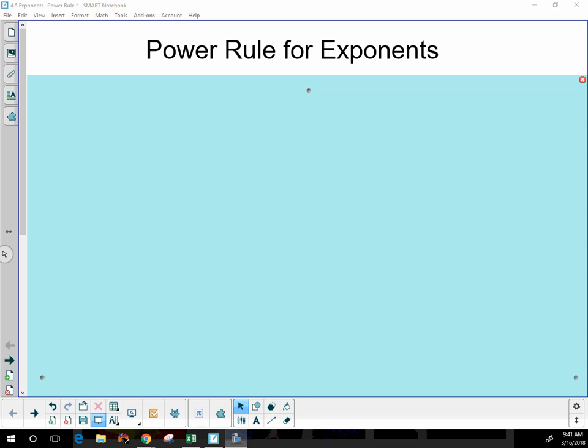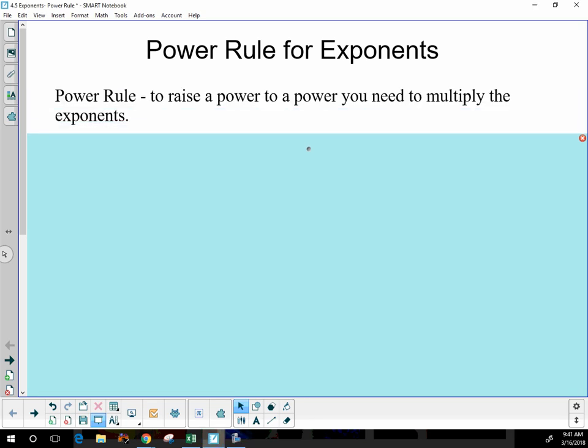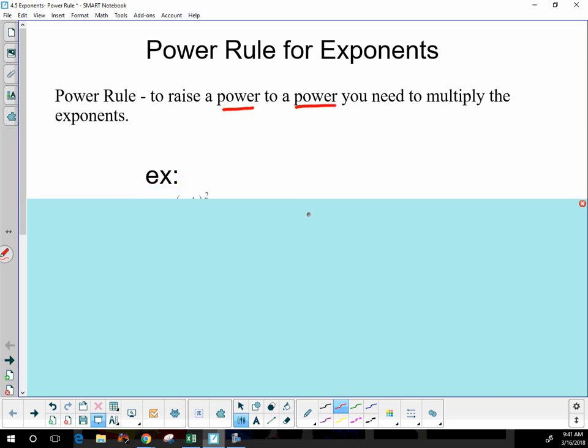The power rule for exponents says to raise a power to a power, you need to multiply the exponents. This is different than the product rule. The product rule was just if the bases were the same and you added them. This time you're basically putting an exponent over an exponent and then you multiply them. So let's look at an example.